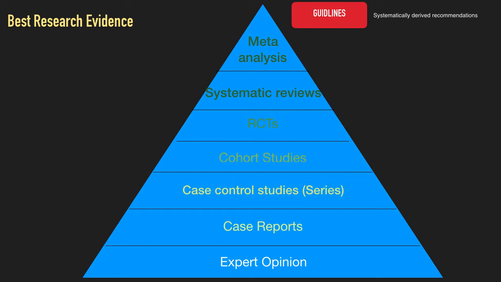The first element is the best research evidence. We have a hierarchy of evidence. At the bottom of the evidence, there is expert opinion. The expert opinion is the lowest quality evidence. Higher than this are the case report, then the case control studies, then the cohort studies, and the RCTs. The best evidence at the top of the hierarchy of evidence is the systematic reviews and meta-analysis. The guidelines are better than the systematic review because the guidelines are recommendations based on systematic reviews.